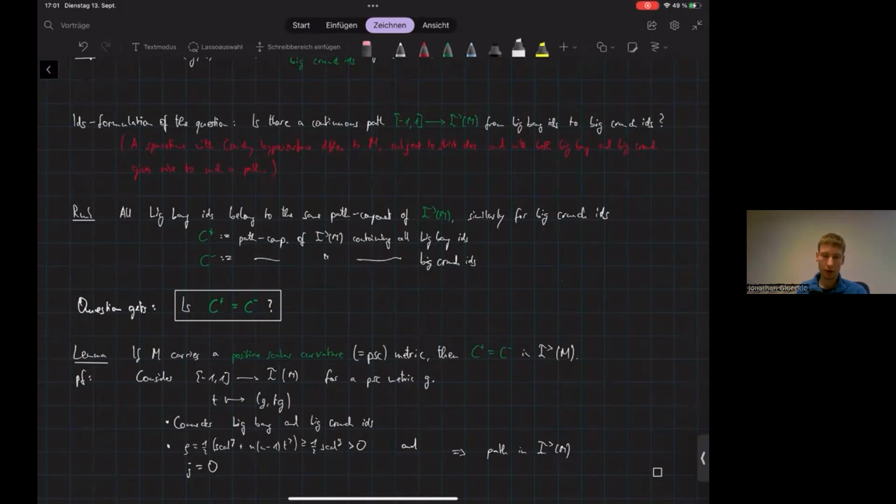And the other thing is you have to check that the strict dominant energy condition is satisfied. Well, and this is also an easy check, because in this case, because the second fundamental form is so simple, you get that the momentum density is 0 and the energy density is just half times the scalar curvature, so this is positive. And so the path lies completely inside this space that I called I larger than 0.